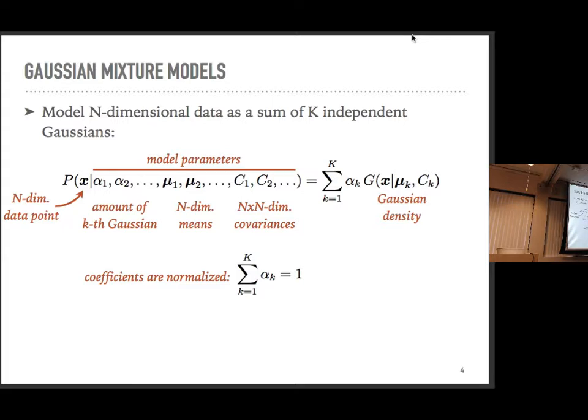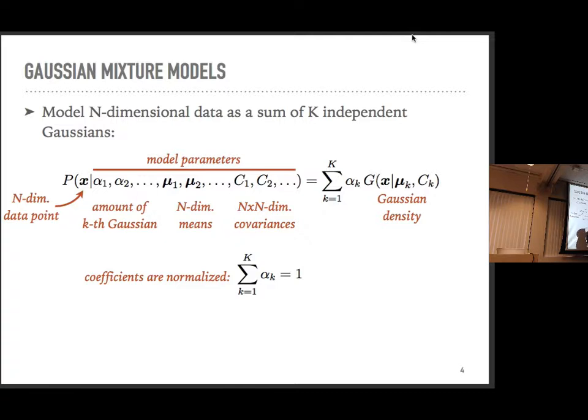Okay, so we're going to take a sum of Gaussians, and the alphas are just how much of each Gaussian you have. They're normalized, so although we have K of them, since they add up to 1, that's a constraint, so there's really only K minus 1 independent degrees of freedom. And then that coefficient multiplies just the normal Gaussian, the multidimensional Gaussian.